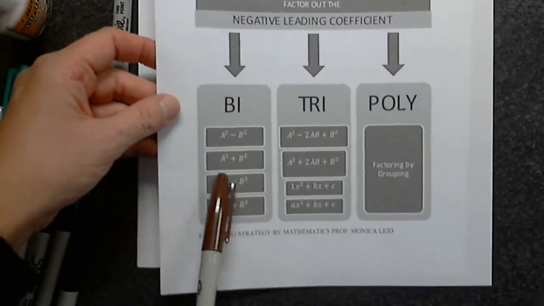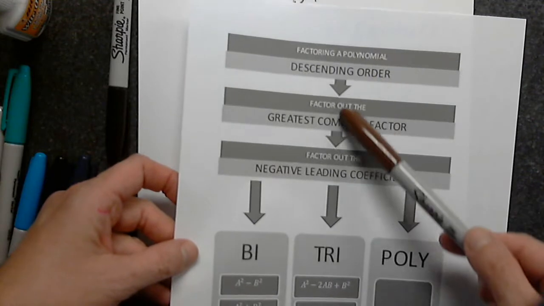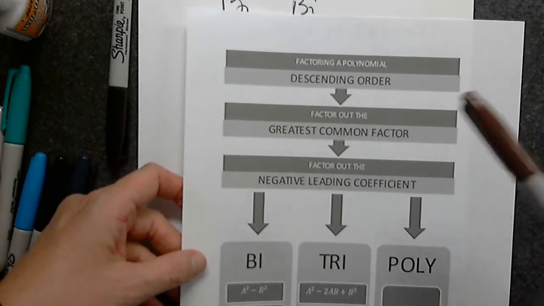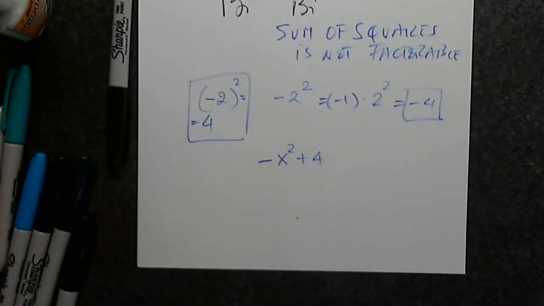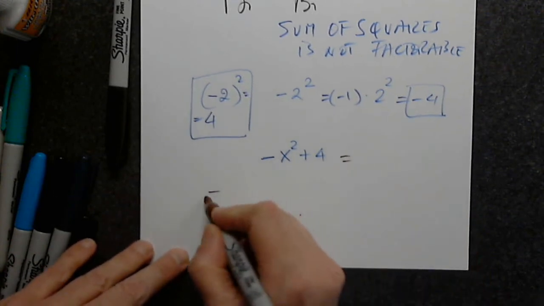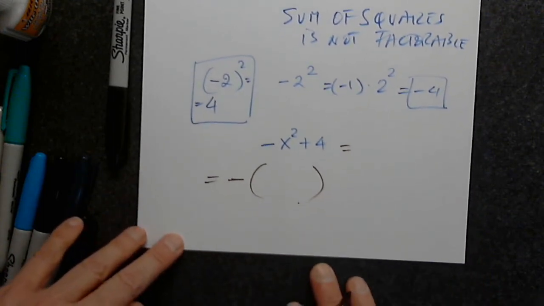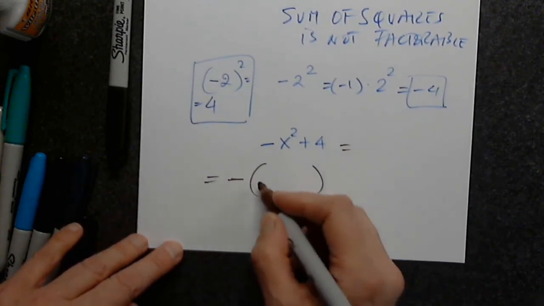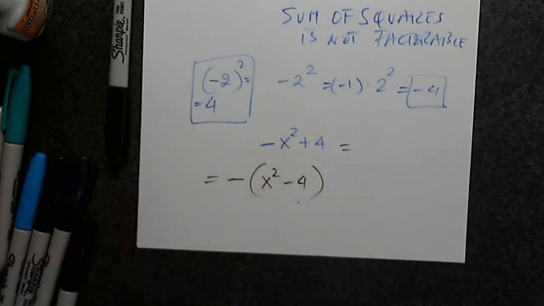I'll identify it as a binomial, but I still go through all the steps: descending order, greatest common factor, negative leading coefficient. So I see that there is a negative leading coefficient, and I will have to pull it out. If I don't, then the factoring will be more difficult, and when I get to solving equations, I may encounter problems. So I will always factor out a negative leading coefficient.